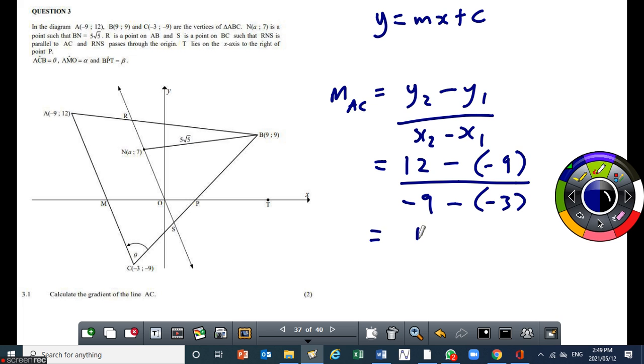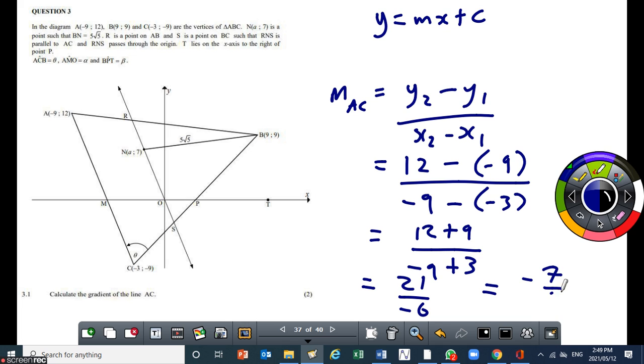So this will give me 12 plus 9 over minus 9 plus 3. So you end up getting 21 over minus 6. And you can simplify this and write it as minus 7 over 2. So your gradient for AC is negative 7 over 2. So you have to show that step, the 12 plus 9. If you don't want to show it, it's fine, but I would prefer to show it. So someone might ask me, how did you end up coming to 21 over minus 6?